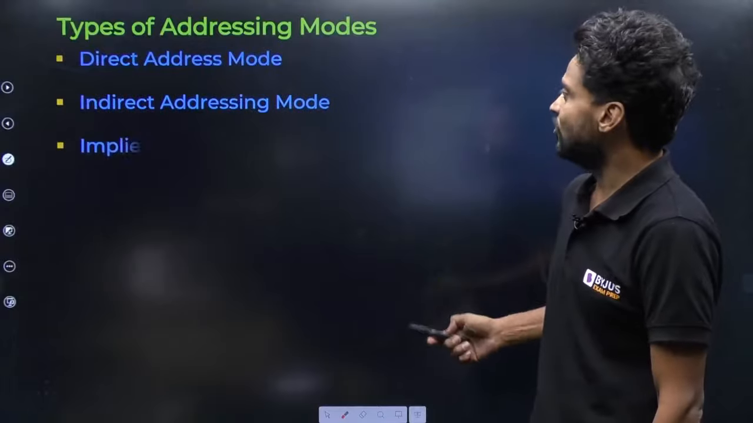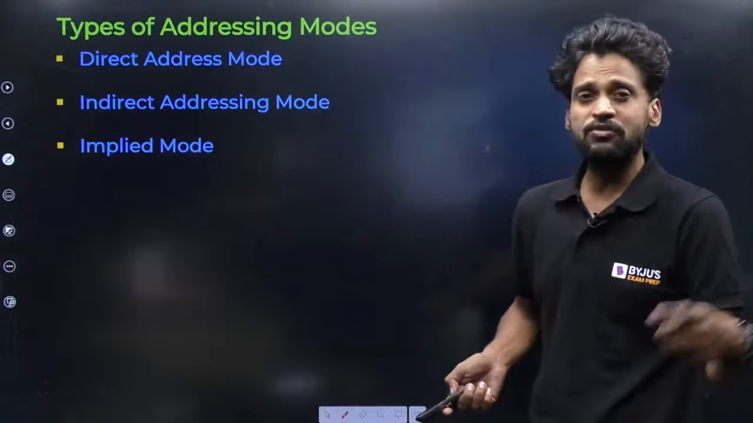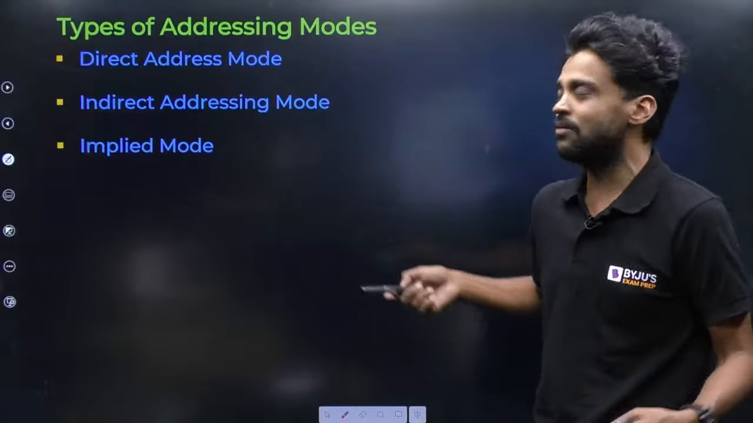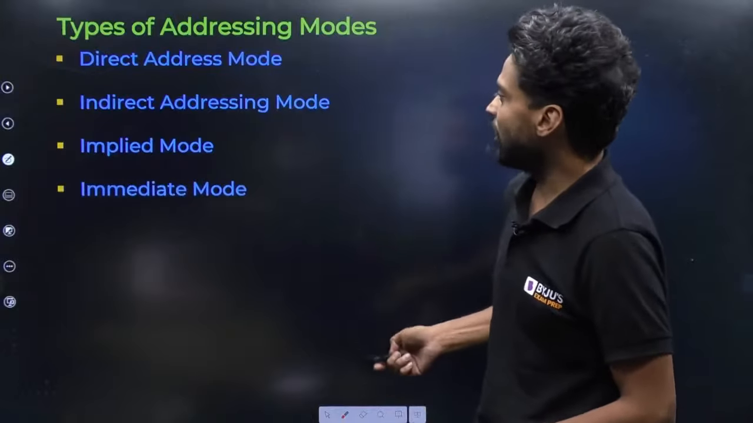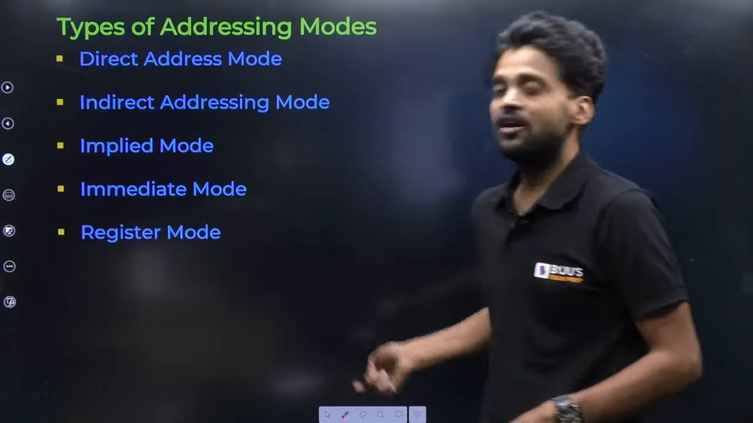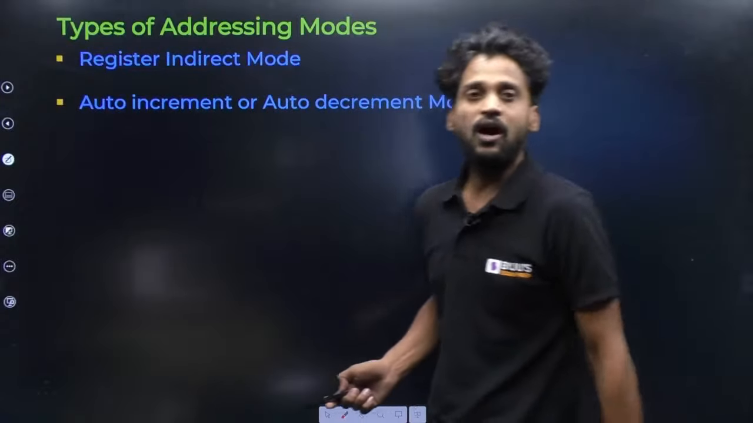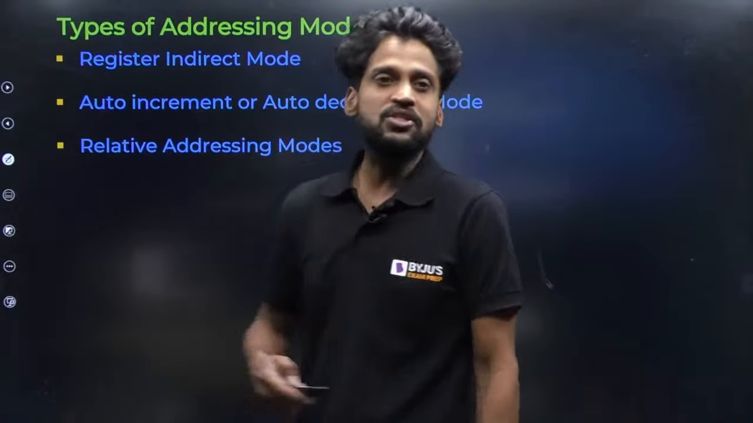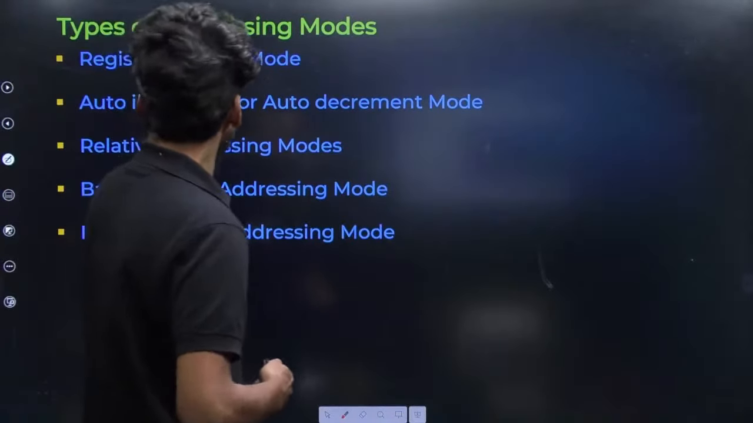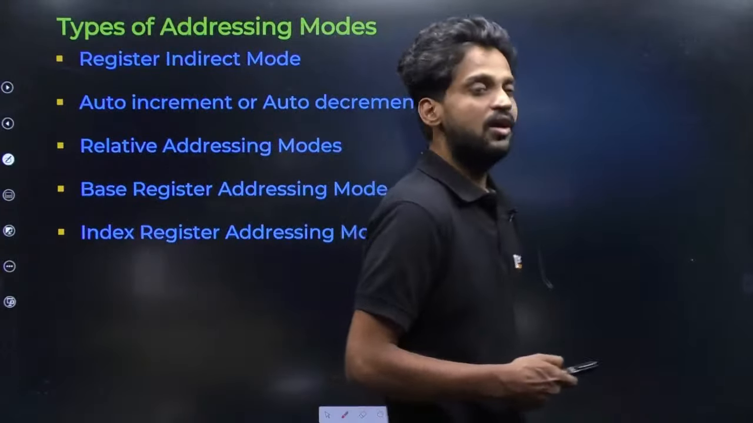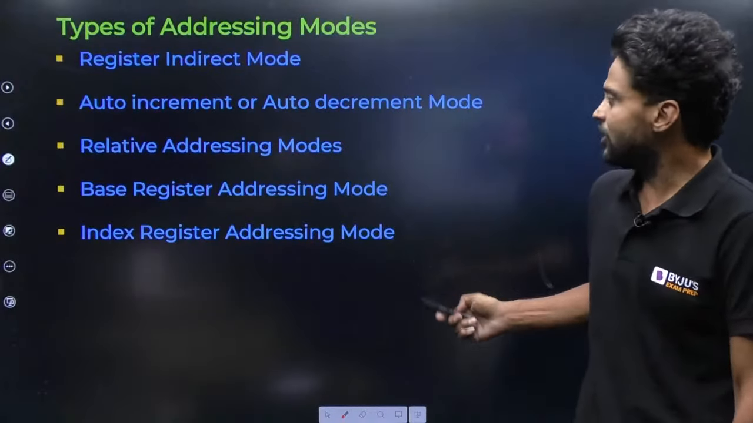The first addressing mode that we are going to talk about is the direct addressing mode, followed by indirect addressing mode, which we have already discussed, but one more time I am going to explain them. After which I am going to talk about the implied addressing mode, then immediate mode, register indirect mode, auto increment addressing mode, auto decrement addressing mode, base register addressing mode, and index register addressing mode. In addition to which, we also are going to discuss something called a relative addressing mode. Okay, ready? Any doubts so far?